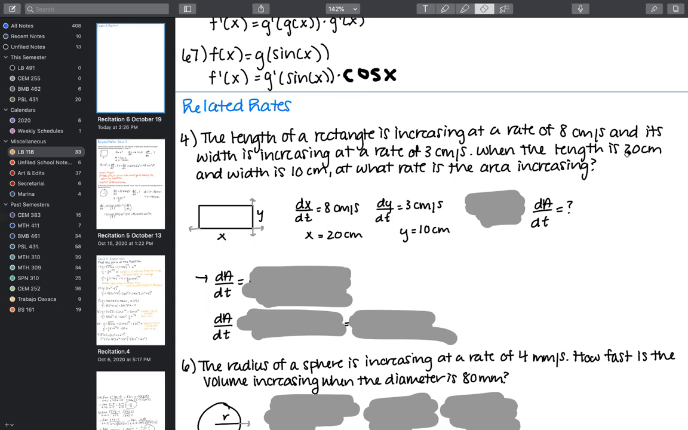When the length is at 20 centimeters and the width is 10 centimeters, at what rate is the area increasing? So we need to find dA/dt. And what equation are we going to use to wrap in all of this information? The area of a rectangle, x times y. I don't think we really need to get into why I chose this equation.